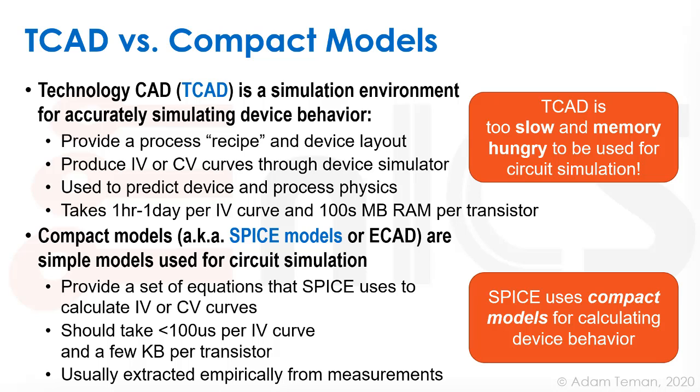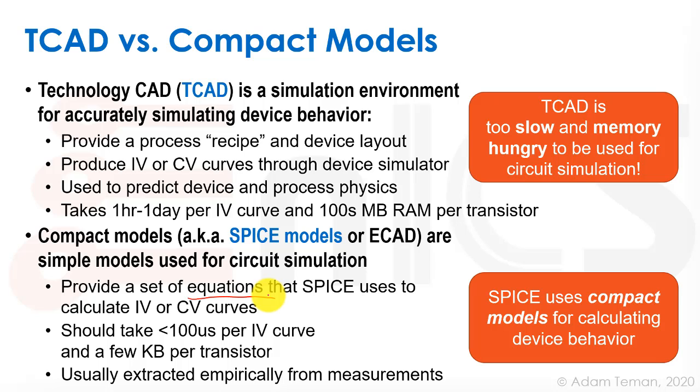While TCAD is used originally to produce basic compact models, once we have actual data from manufacturing, we usually extract the actual coefficients for the equations in these compact models from measurements. So we take the measurements, use something like MATLAB or some other tool, and do fitting to find out what the actual coefficients should be.